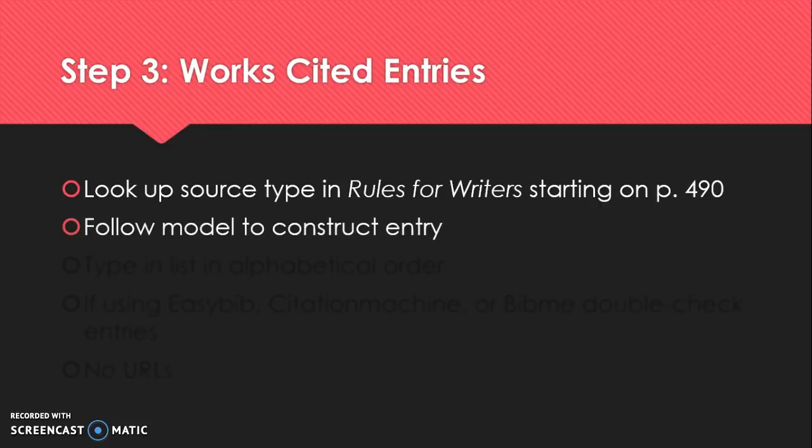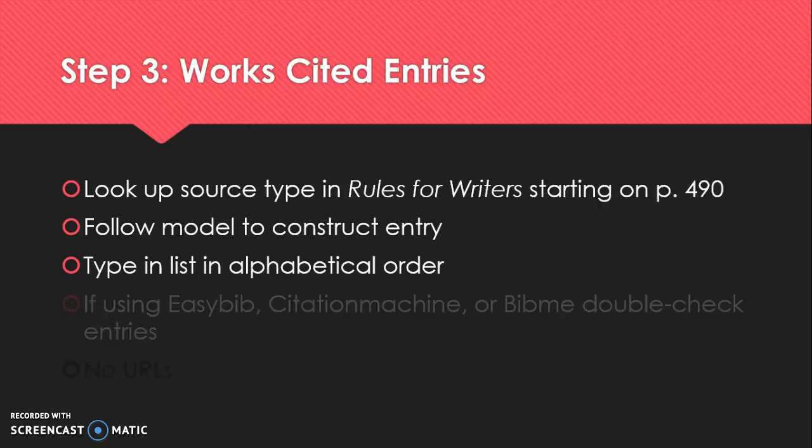So you follow the model, and it'll tell you to put the author and the title and the website title and so on and so forth. So you kind of type it out so it looks similar to the model in the textbook. You can also look on the Purdue OWL website if you need help. Put all of your entries in alphabetical order as you type them. It makes it a little bit easier to move around at that point.